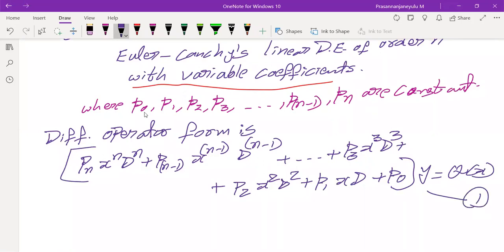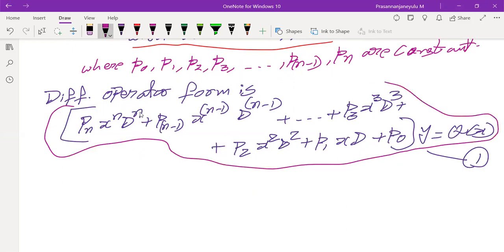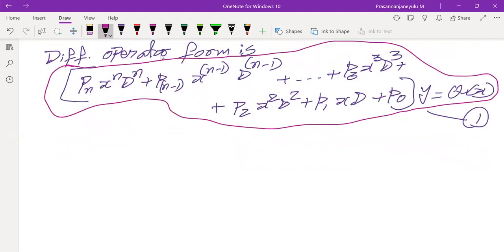Now, what we have to do, the next step, is important. I'm just going with the procedure. Later, I'll discuss why we have to substitute like that only. That we'll discuss later. So here we have to go for substitution. Put x equals e power z.